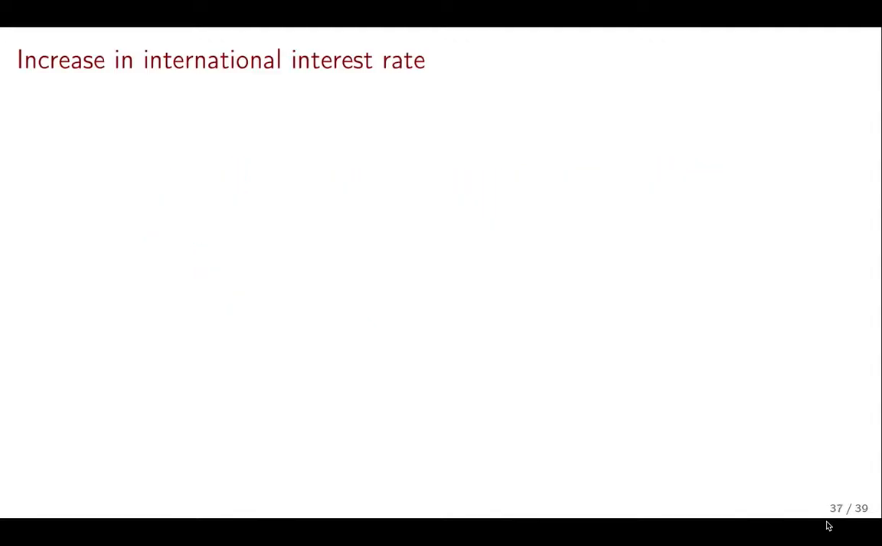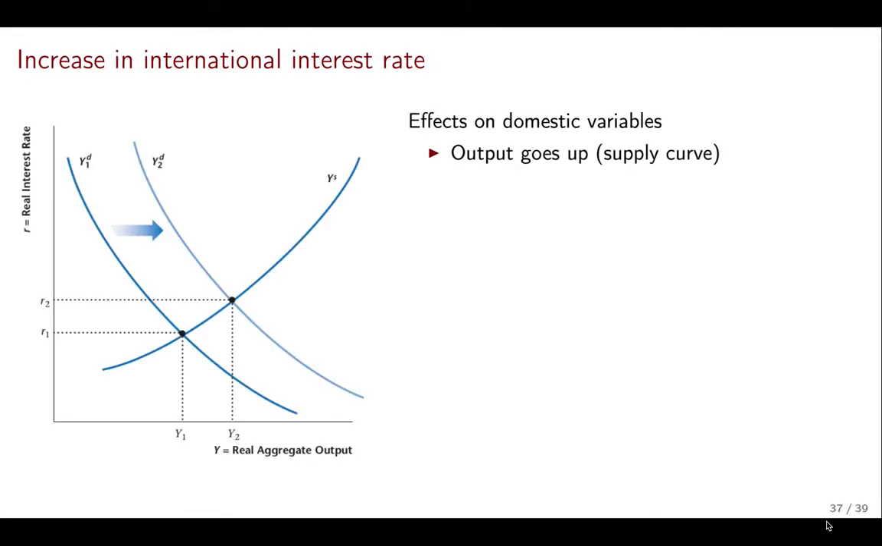Let's start. So in our first exercise, we're increasing the international interest rate. The first question we're going to have is what the effect of that's going to be on output. Well, output is going to go up because remember that in this model, output is determined by the supply curve. And as the interest rate is increasing, you're going to have a movement along the supply curve. We see that going from this point to this point. This movement along the supply curve is going to increase output.